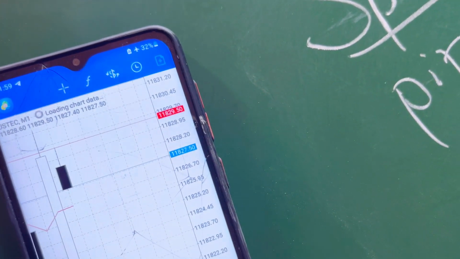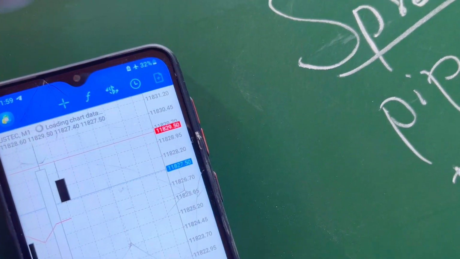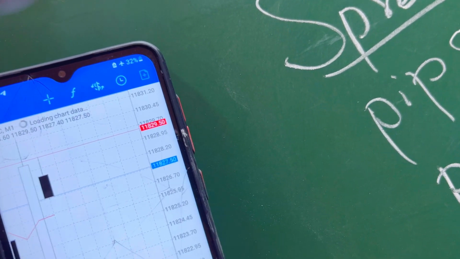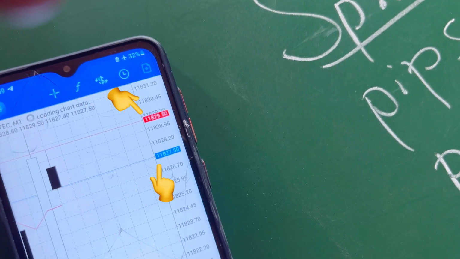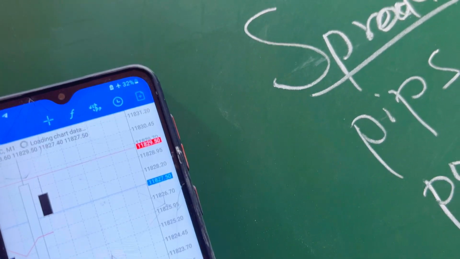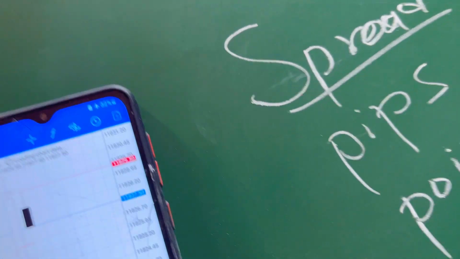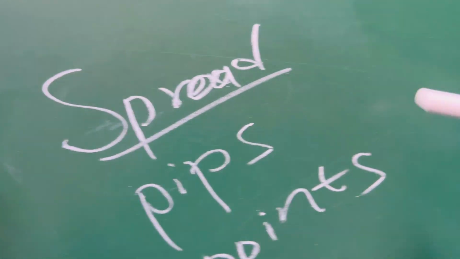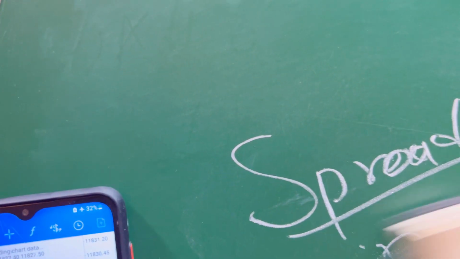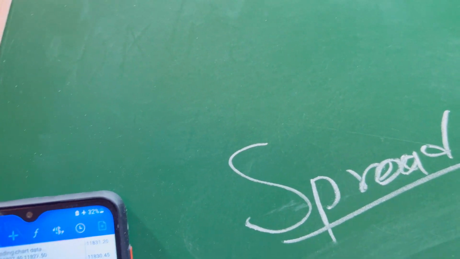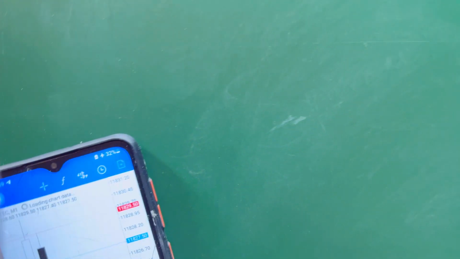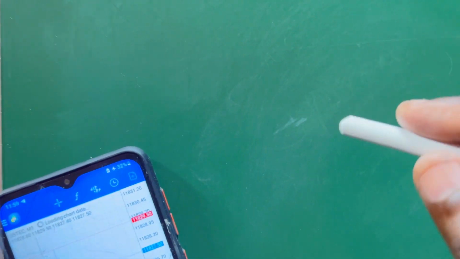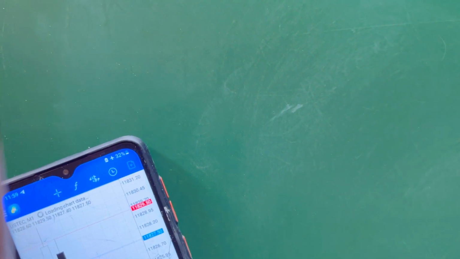If we look here, we see the red and blue line. In between this red and blue line, we have the spread. This spread is added by the broker. Actually, there is also a spread from the real market, which is the liquidity providers, because brokers work with liquidity providers to help us gain access to the real market, which is the interbank.